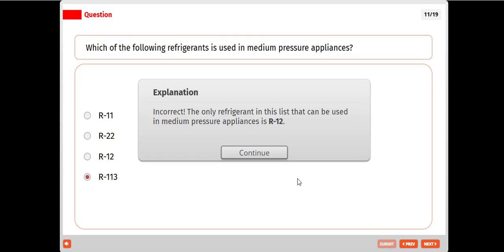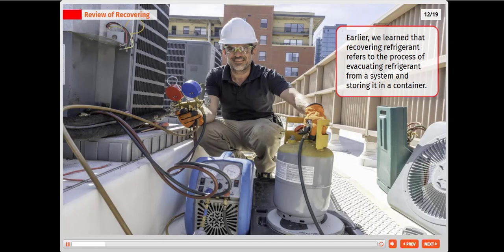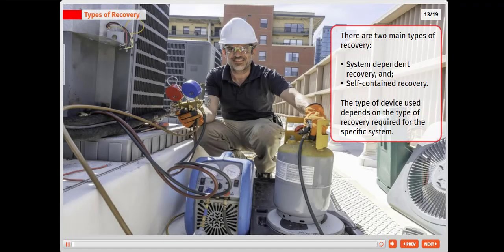Earlier, we learned that recovering refrigerant refers to the process of evacuating refrigerant from a system and storing it in a container. There are 2 main types of recovery: system-dependent recovery and self-contained recovery. The type of device used depends on the type of recovery required for the specific system.